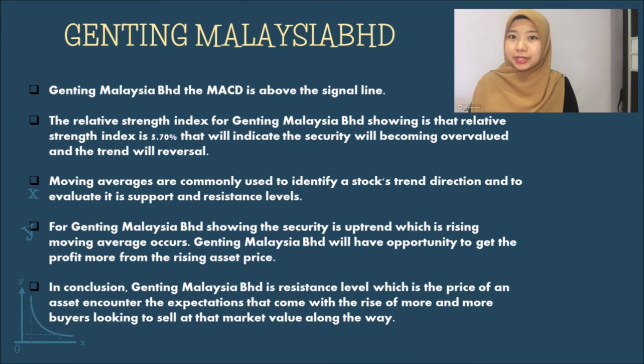This is Genting Malaysia Berhad technical chart for 20 trading days. For Genting Malaysia Berhad, the MACD is above the signal line. The relative strength index for Genting Malaysia Berhad is showing 5.70%, which indicates the security will become overvalued and the trend will reverse.